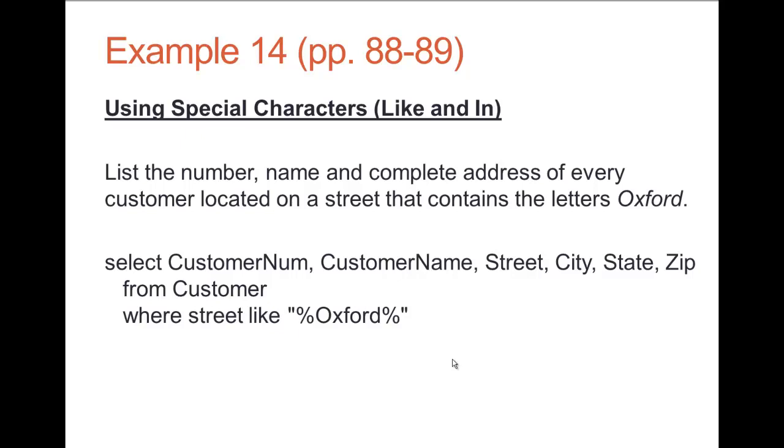By that I mean if you had T_M, that would bring back Tim, it would bring back Tom, but it would not bring back Trim, because there would be more than one character between the T and the M. It would only bring back matches where there was specifically one character at the underscore. The % sign, on the other hand, could be any number of characters. So I'm saying this might start with the word Oxford, it might end with the word Oxford, or it might have the word Oxford anywhere in the middle of that street address.